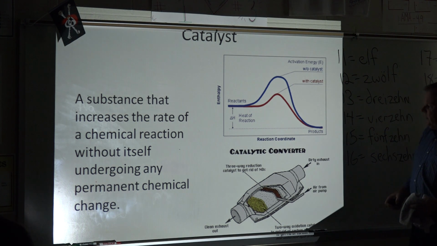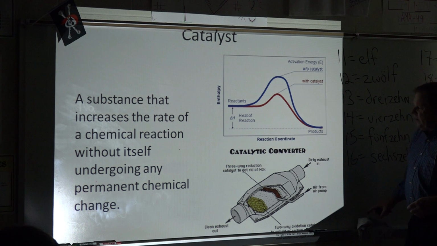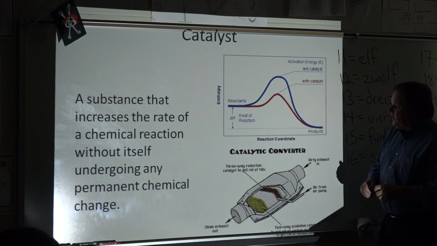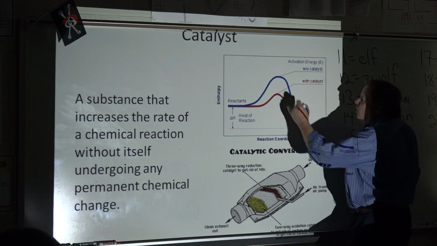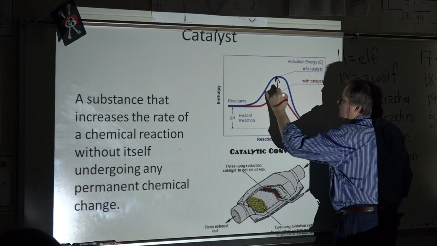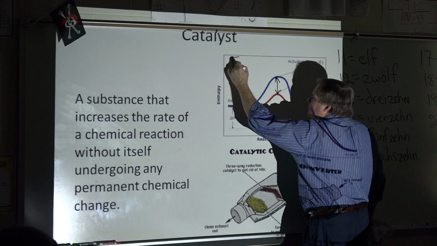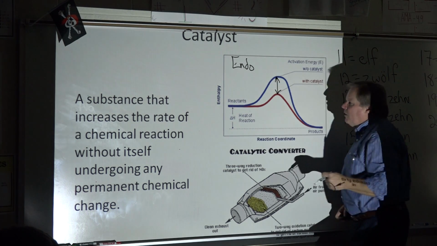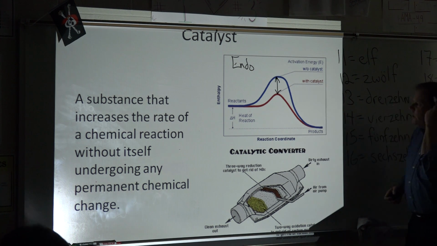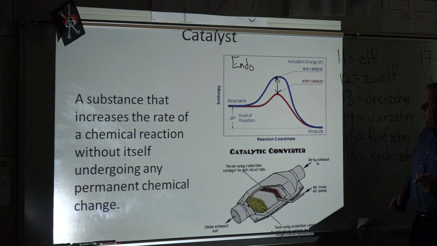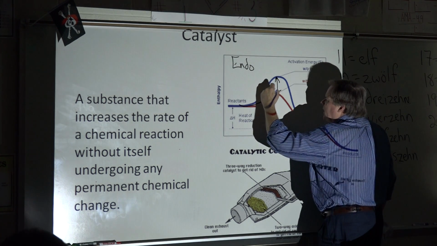All right, catalyst. This is something that you put in a chemical reaction to make, we call it lowering the energy curve. Here we have an endothermic reaction. This is an endo. And everyone should be on this slide at this point, making some notes. We have an endothermic reaction. This needs a lot of energy to get going.